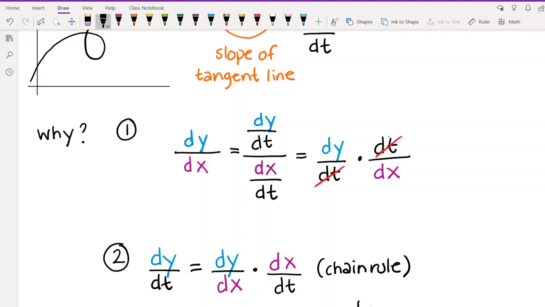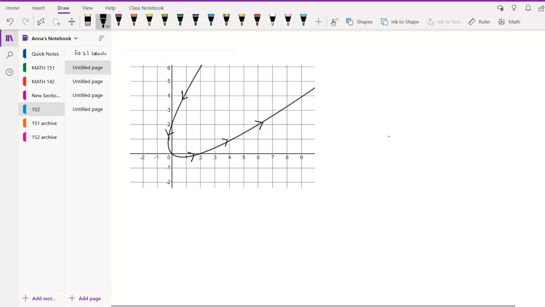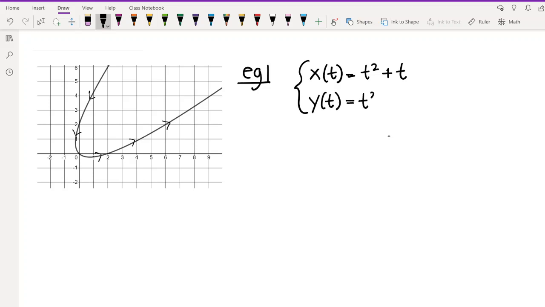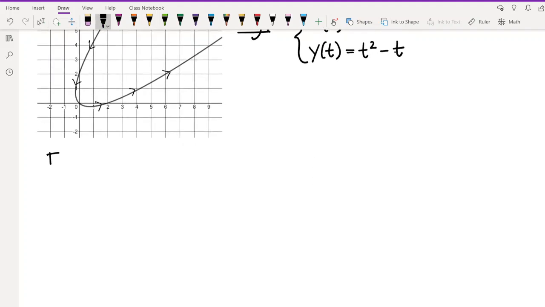Okay, so let's see an actual example of this. This is one that was actually on your worksheet for the previous video. This is the curve defined by x of t equals t squared plus t, and y of t equals t squared minus t. And so we're going to find dy dx.